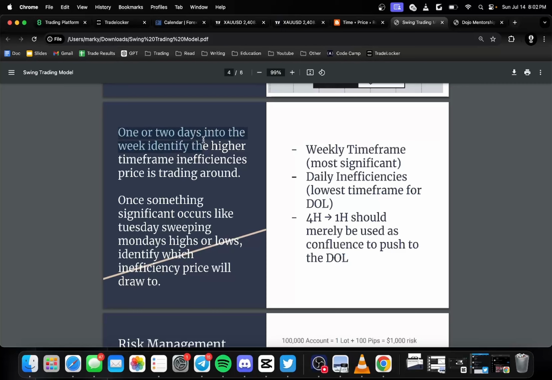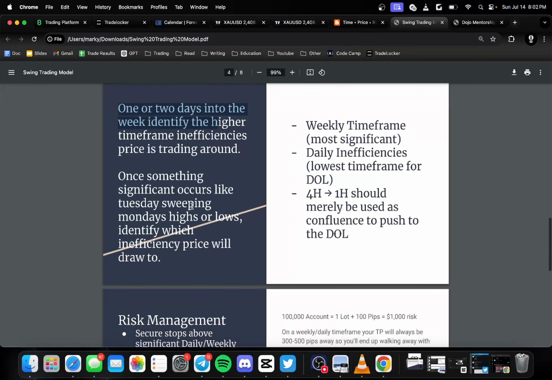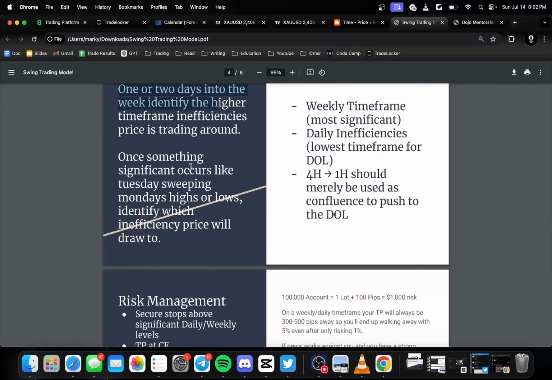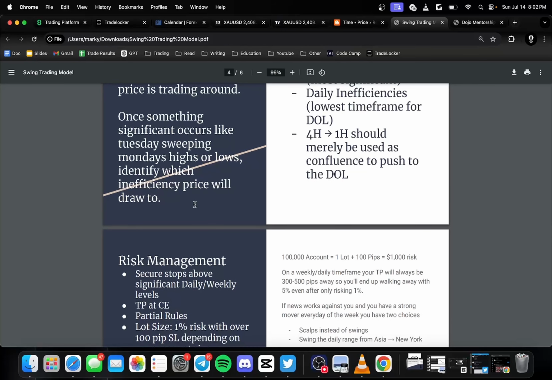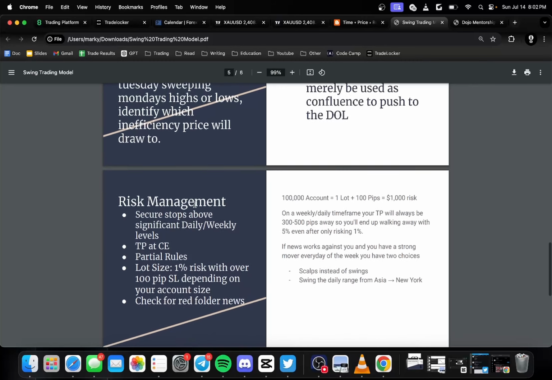So wait for 1 or 2 days into the week to identify that higher time frame inefficiency target. And then once something significant occurs, like Tuesday sweeping Monday's higher lows, identify which draw on liquidity you're going towards and then just execute from that.